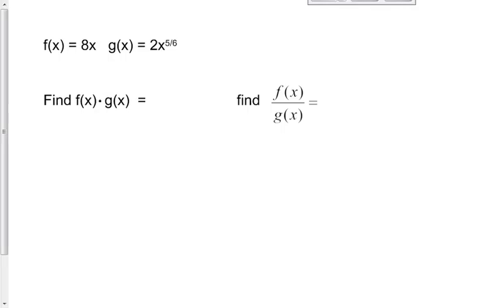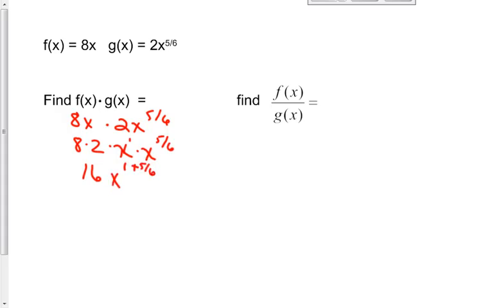If the function f of x equals 8x and g of x is equal to 2x to the 5/6, let's find f times g, and then we'll find f divided by g. F times g, 8x times 2x to the 5/6. If you need to rewrite this to put like things next to each other, perfectly fine. 8 times 2, x to the first times x to the 5/6.